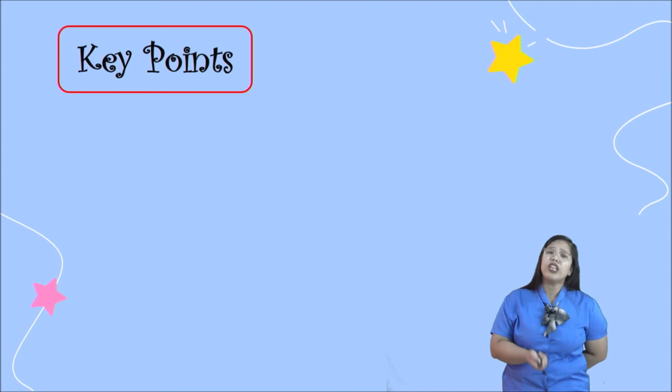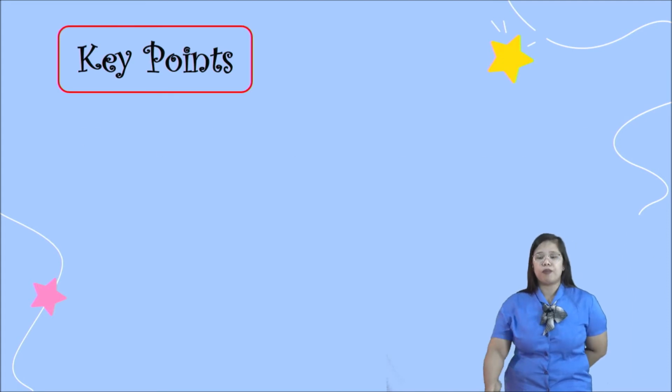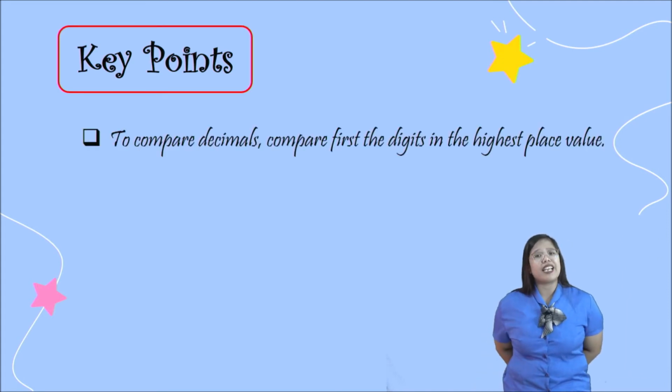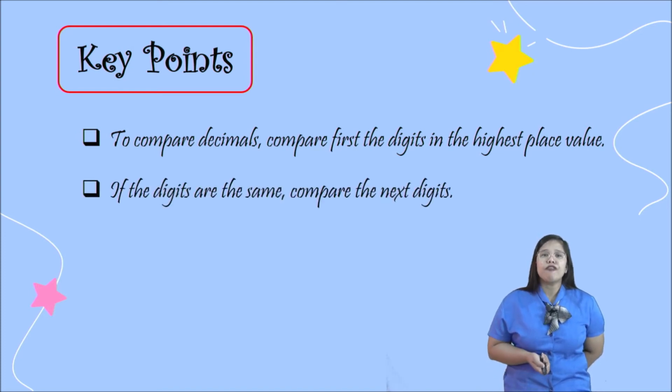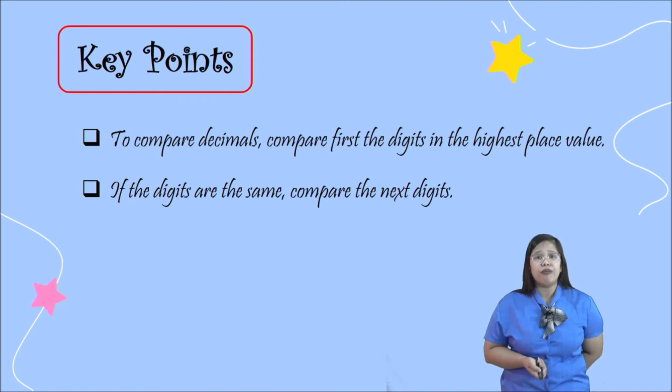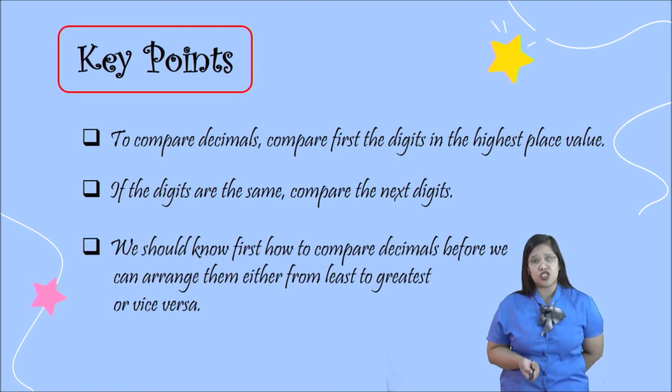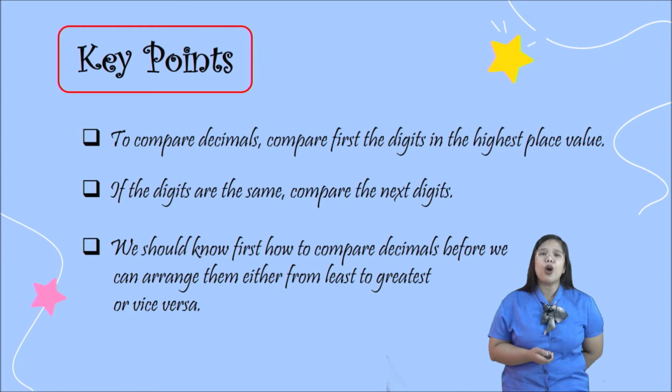So, we have now key points. To compare decimals, compare first the digit in the highest place value. If the digits are the same, compare the next digit. We should know first how to compare digits before we can arrange them either from least to greatest or vice versa. Always remember these 3 key points.